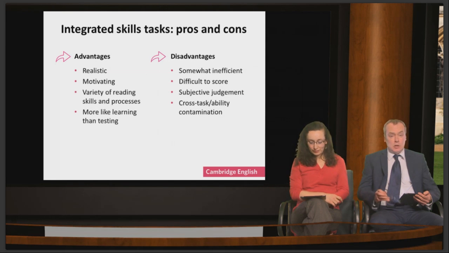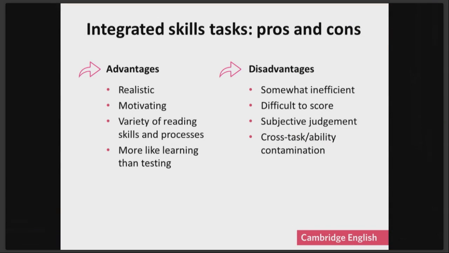Integrated skills tasks, and as an example on the handout, pros and cons again, are very realistic. Fairly often in our private, professional or academic lives, we read something and then discuss it with someone else, or write about something we have read. For this reason, such tasks could be motivating, and they also require engaging a variety of reading skills and cognitive processes. For example, you need to understand detail, main points, gist and implication, and comprehend across sentences and the entire text in order to be able to summarize or discuss what was read.